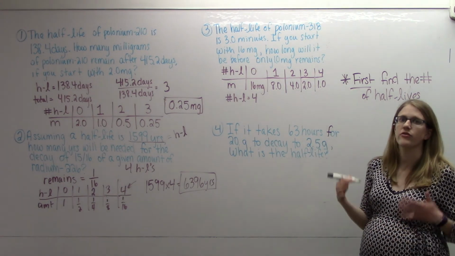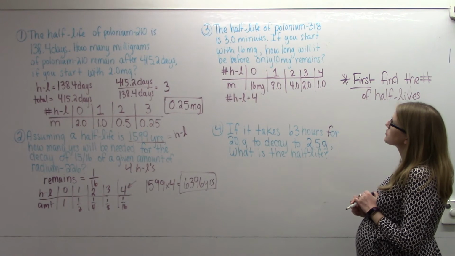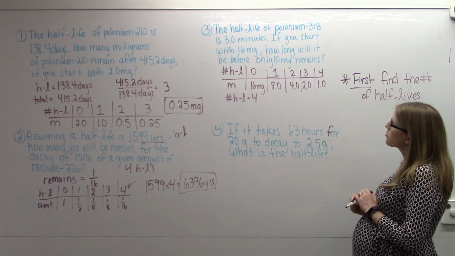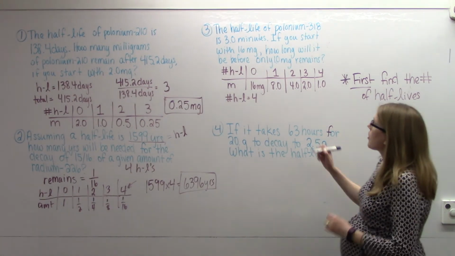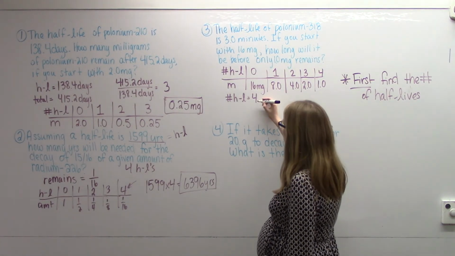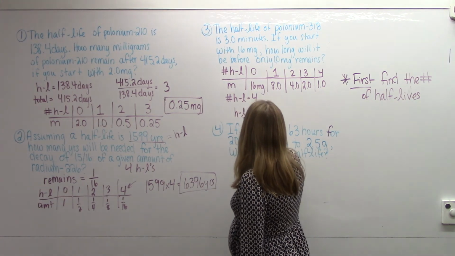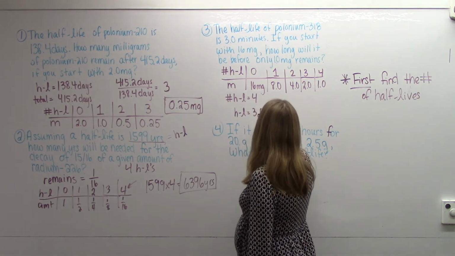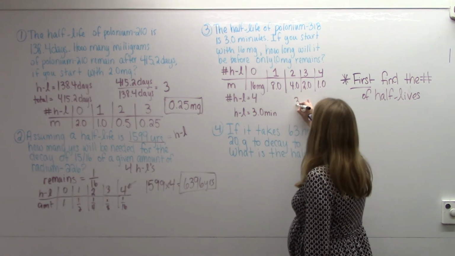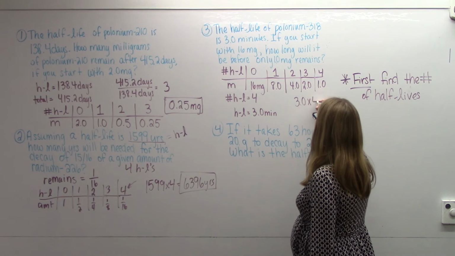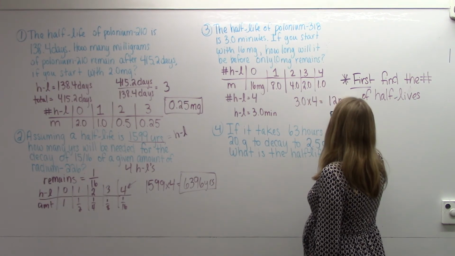We've divided in half 4 times. So the half-life of polonium is 3 minutes. If you start with 16 and end with 1, how long will it take? So how long will it take to get 4 half-lives if one half-life is 3 minutes? So 1 half-life is 3 minutes, but we've gone through 4. We're going to have to multiply here. 3.0 times 4 is 12 minutes.